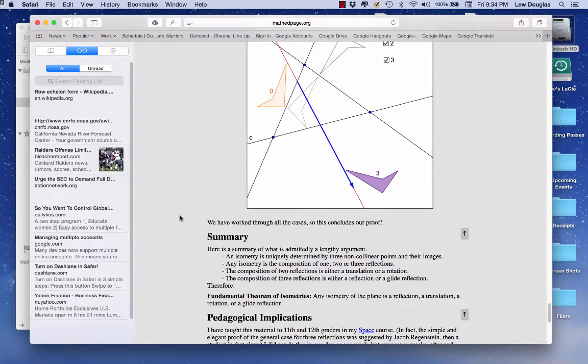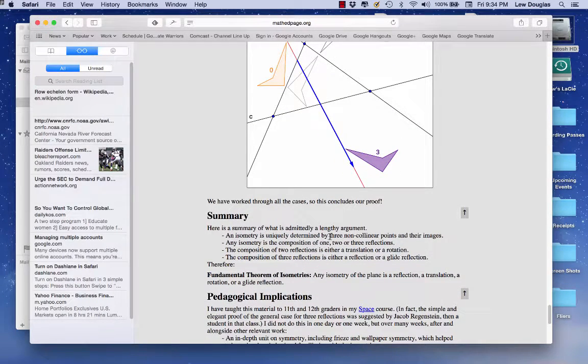Here's just a quick summary. An isometry is uniquely determined by 3 non-collinear points and their images. We determined that. And then from that, we showed that any isometry is the composition of 1, 2, or 3 reflections. And then orientation helps here. 1 reflection reverses orientation. 2 reflections reverse it twice, or they preserve it. So the composition of 2 reflections is one of the isometries that preserves orientation, namely a translation or a rotation. 3 reflections has to reverse it, and there are 2 isometries that reverse, a reflection and a glide reflection.